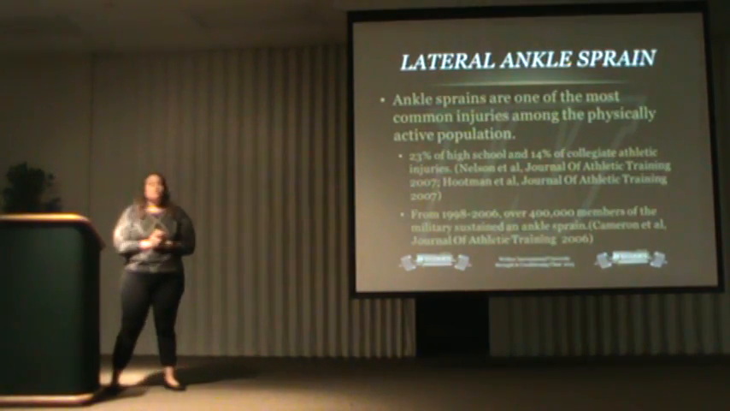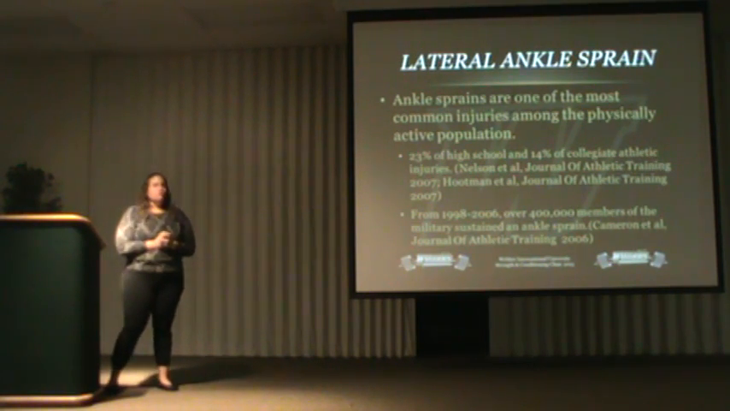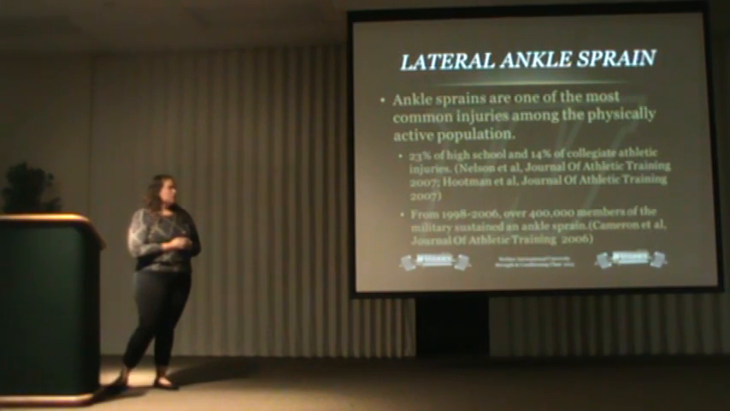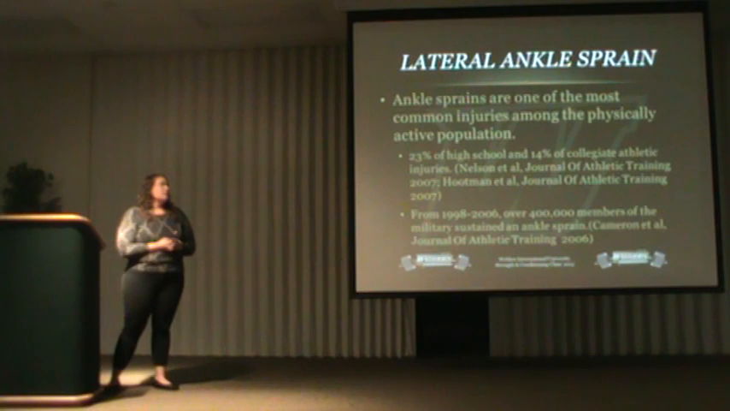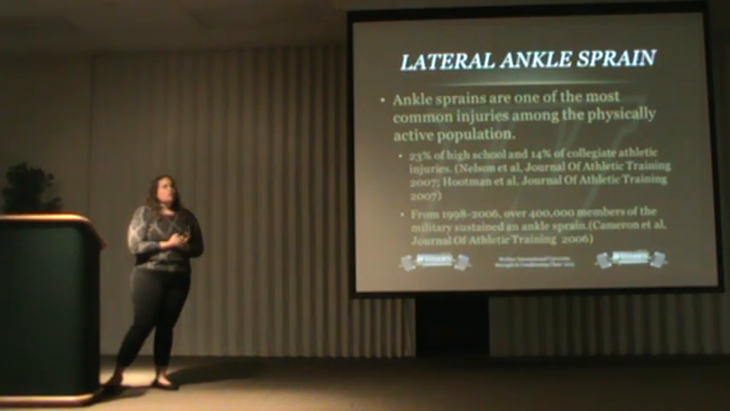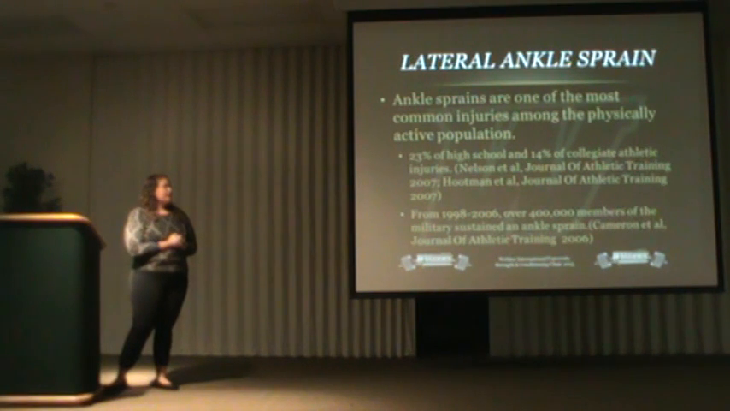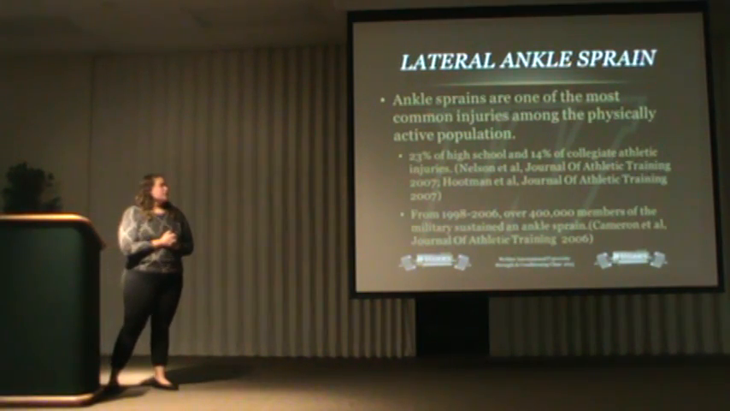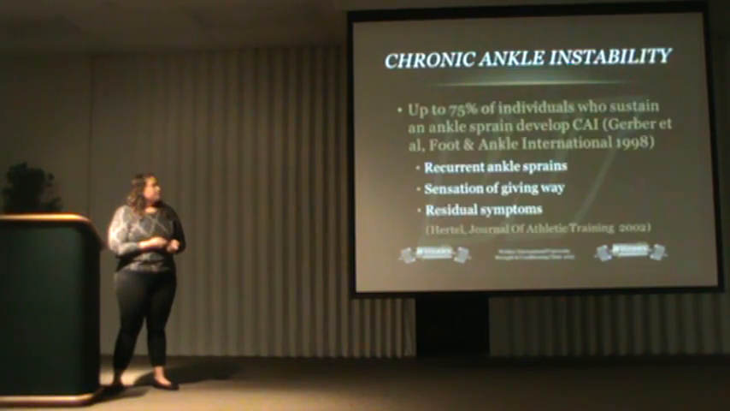So ankle sprains are one of the most common injuries among the physically active population. So for example, 23% of all high school and 14% of all collegiate athletic injuries are ankle sprains. So that's a pretty high number. So it's something that we need to be knowledgeable about. Also from 1998 to 2006, over 400,000 members of the military sustained an ankle sprain. So that's a lot of injuries there.